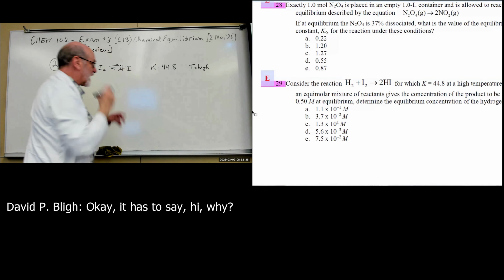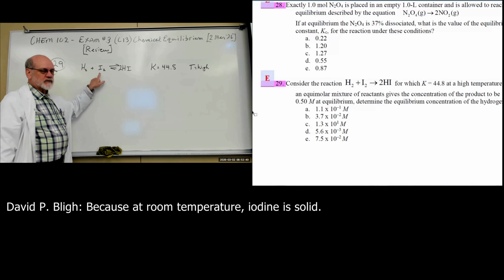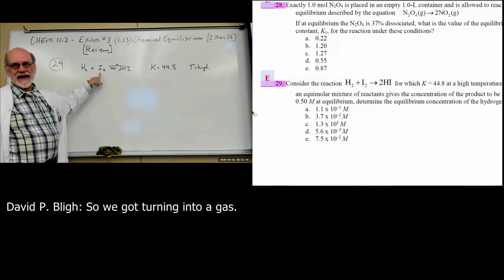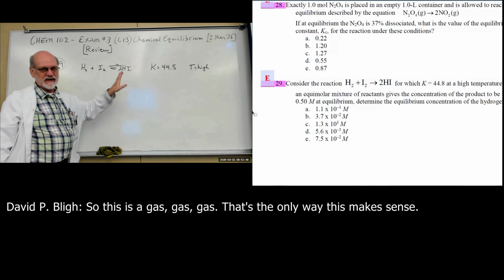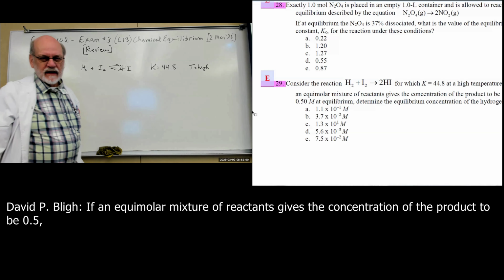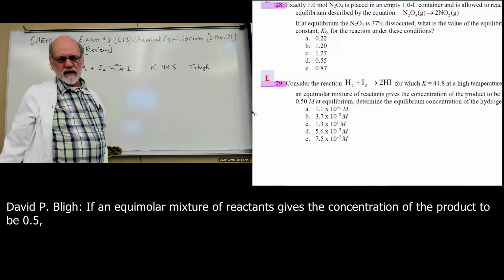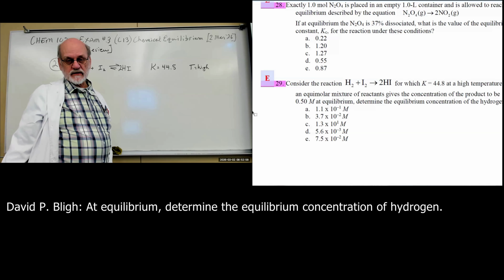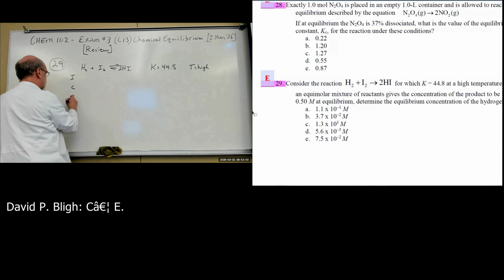Okay, it has to say high. Why? Because at room temperature, iodine is solid. So we got to turn it into a gas. So this is a gas. That's the only way this makes sense. If an equimolar mixture of reactants gives the concentration of the product to be 0.5 at equilibrium, determine the equilibrium concentration of hydrogen. Okay. CE.